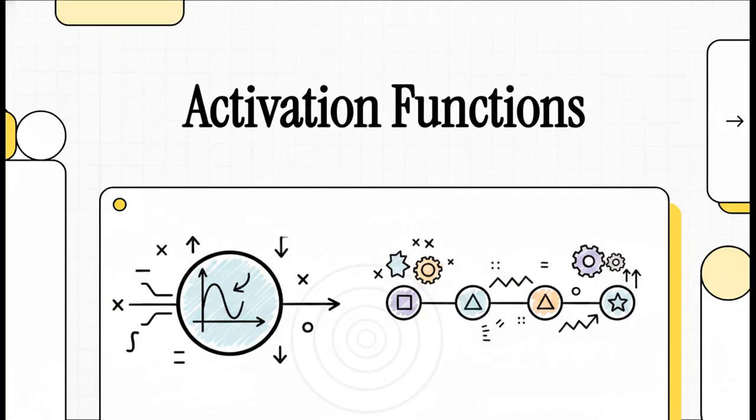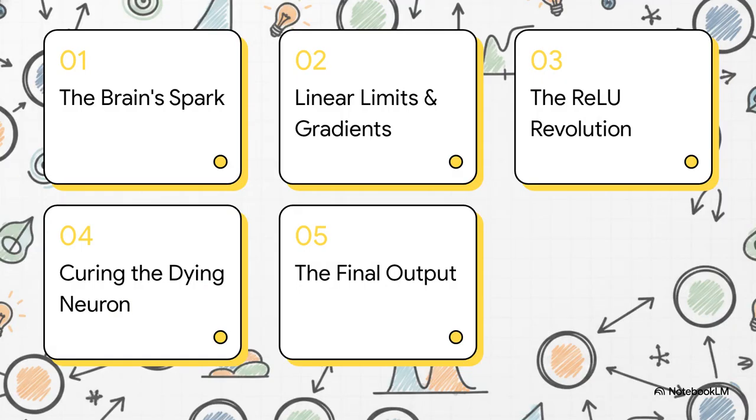Let's dive in. Here's a quick look at our roadmap for today. We'll start with the brain's spark, move into linear limits and vanishing gradients, explore the ReLU revolution, look at curing the dying neuron, and finally, the final output. We'll be tracking exactly how each function solved the fatal flaw of the one that came before it.